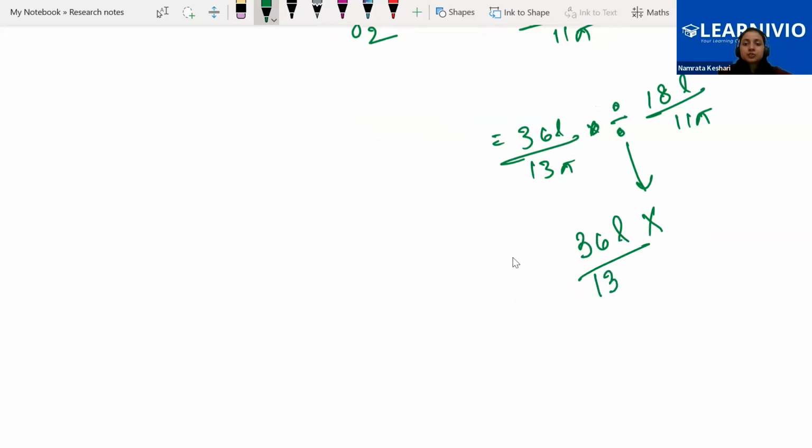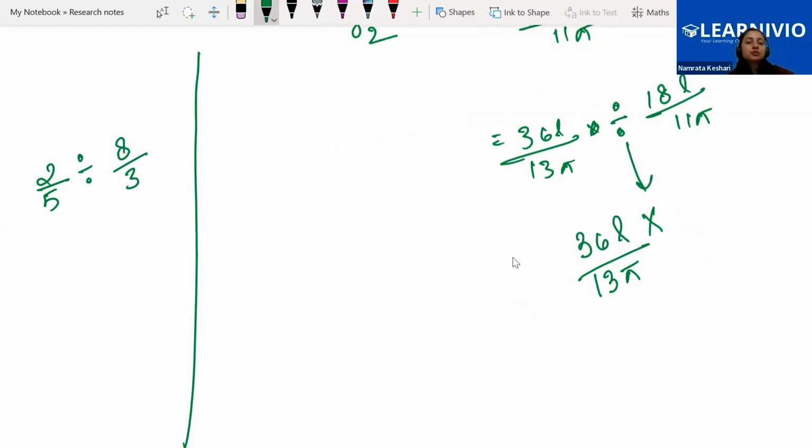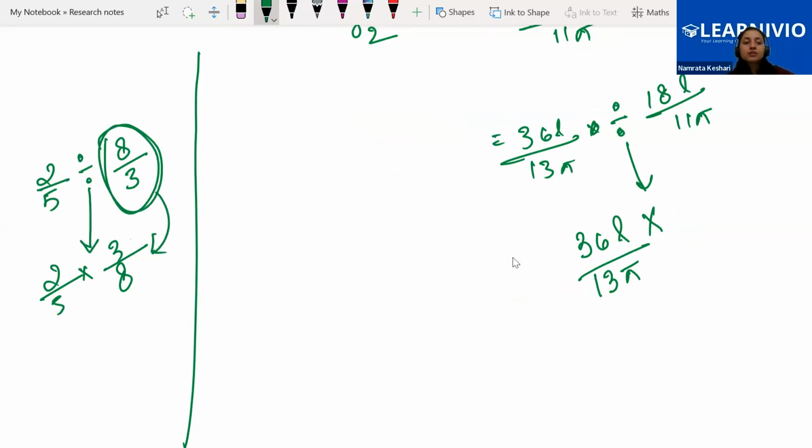Do you know that, Alina? That in the fraction chapter there was a concept that 2 by 5 divided with 8 by 3. We don't know what to do over here, but we understand that we can convert it to multiplication and this will be 3 by 8. The very next fraction will become reciprocal and then the division sign will get converted to multiplication. The first fraction will remain as it is. Do you know that, Alina?